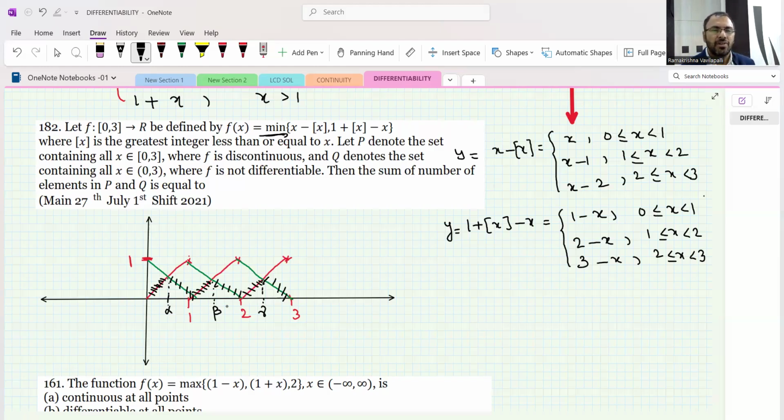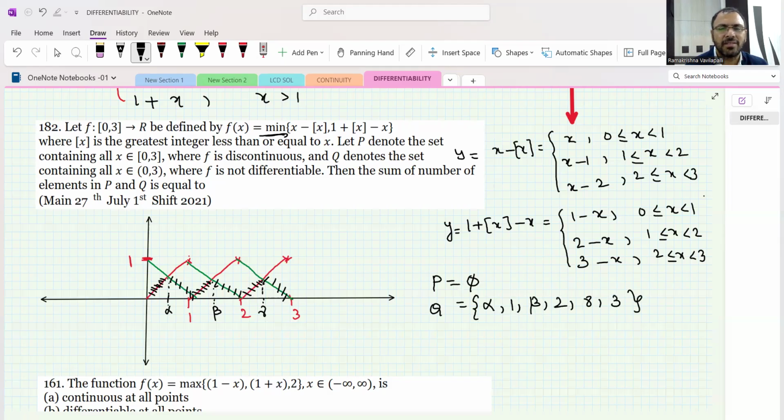All right. So now you see that they are asking what is P, where F is continuous, and P is the set where F is discontinuous. So there are no points of discontinuity. Therefore P equals the empty set, because the graph is continuous. Whereas Q is the number of points where this function is non-differentiable. You just have a close look at a V shape or inverted V shape. So this is alpha 1, beta 2, gamma, and 3.